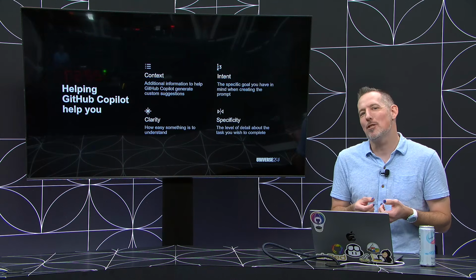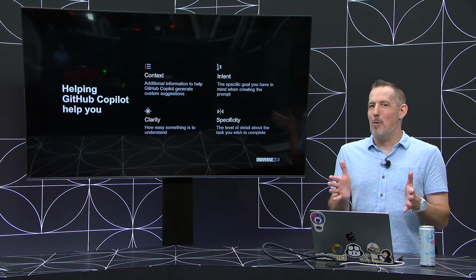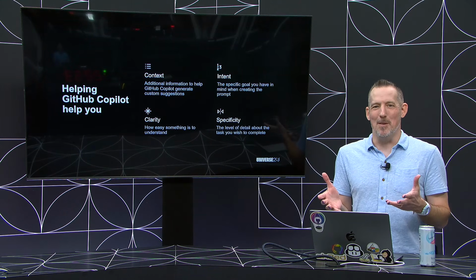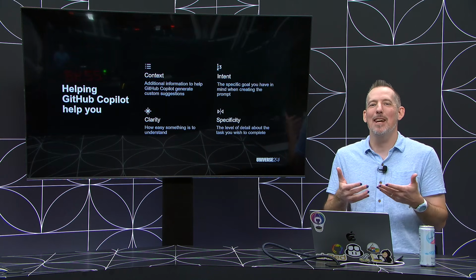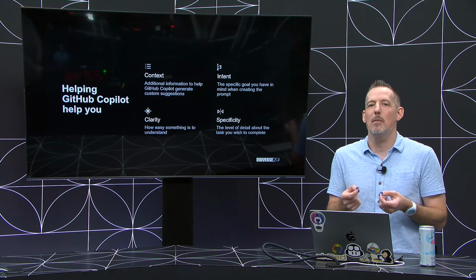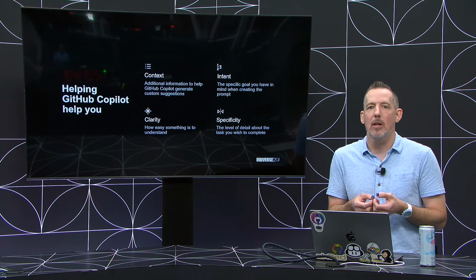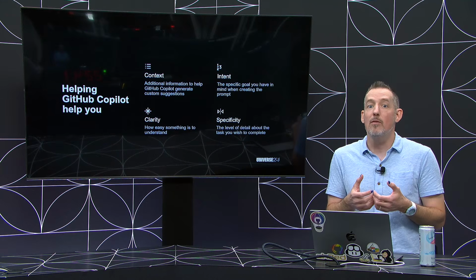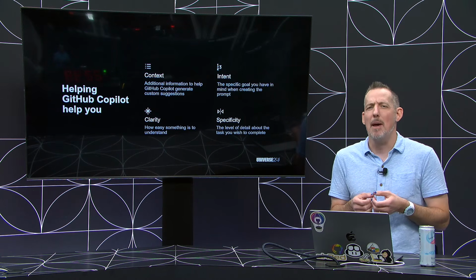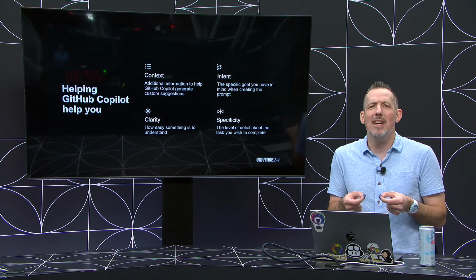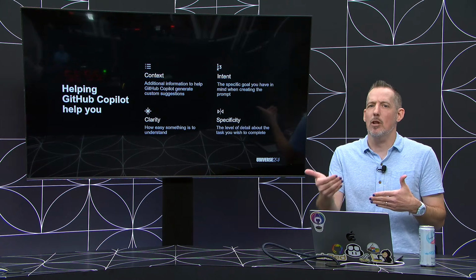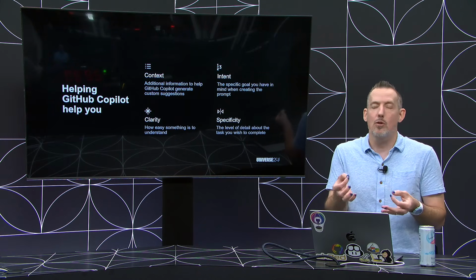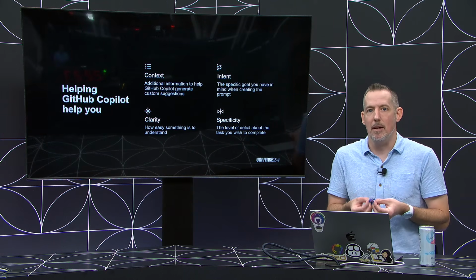Next is the clarity. As a friend of mine likes to joke, don't use a big word when a diminutive one would do. As I'm typing in my comment, as I'm trying to describe what it is that I'm doing, I want to make sure that I'm clear. So I might avoid a lot of vernacular. I might try to avoid abbreviations that make sense to me internally, but might not be as clear, might not define truly what it is that I am trying to build.